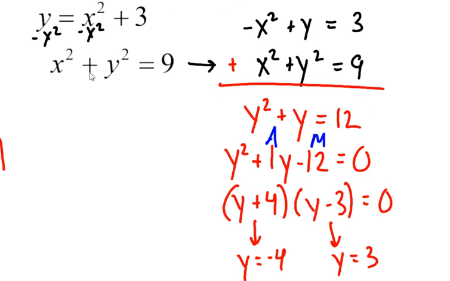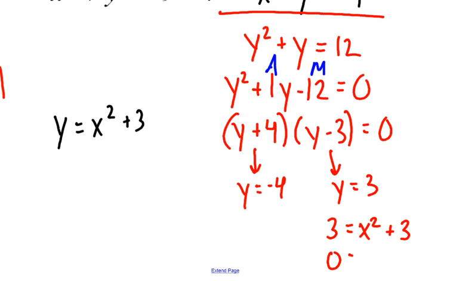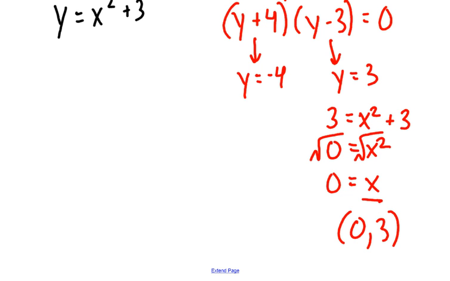How do I find x then? I substitute into either one of the original equations. It doesn't matter. Let's do the top one: y equals x squared plus 3. Let's do the 3 first. If I put 3 in for y, I would then get 3 equals x squared plus 3. Subtract the 3, I get x squared equals 0. Take a square root of both sides, and I get 0 equals x. So there's only one answer here, 0, 3.